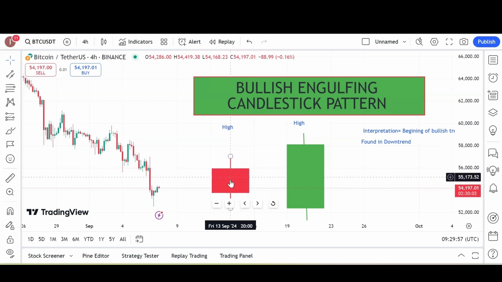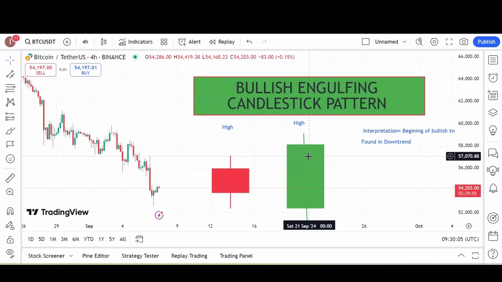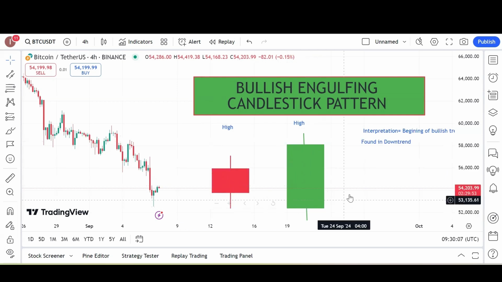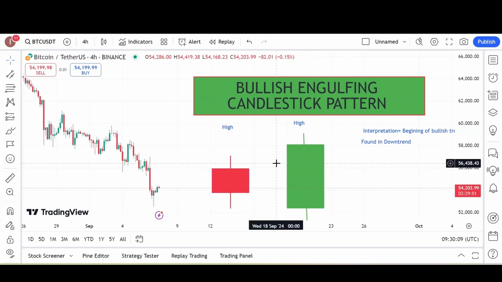The first candle is bearish, as you can see in the diagram which I drew. The second candle is bullish. It engulfs the red candle. Then the market goes upward. The bearish candle is smaller than the bullish engulfing candle, which fully engulfs the previous red one. Okay, let's go to the chart and find some bullish engulfing candlestick patterns.